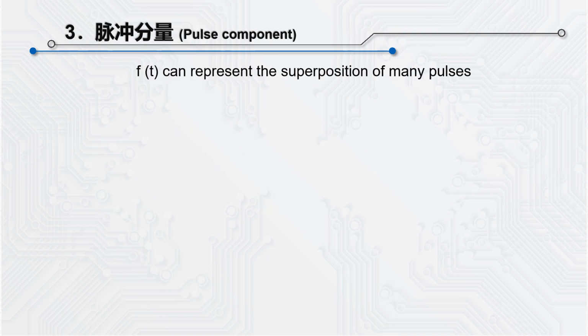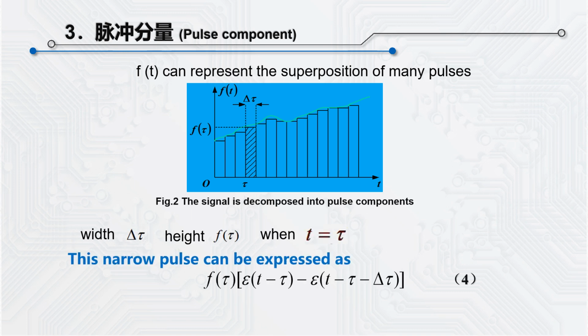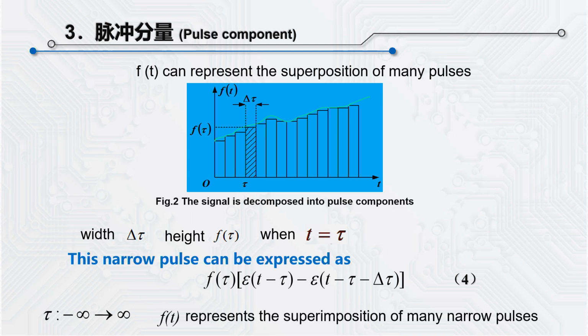Signal Ft can also express a superposition of many pulses, which is decomposed into pulse component. As shown in Figure 2, the width of the pulse is delta tau, and the height of the pulse is f tau, when t is equal to tau. The pulse can be expressed by Formula 4. When tau changes from negative infinity to positive infinity, Ft can express the superposition of many narrow pulses.